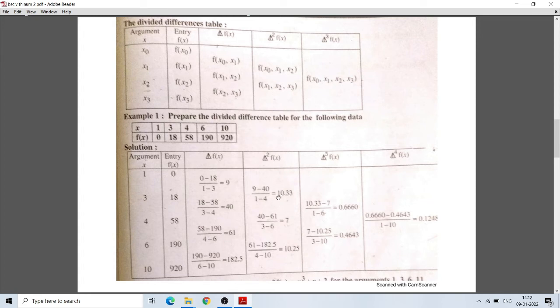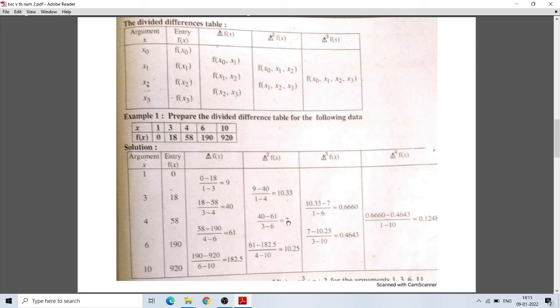Minus minus get cancelled. After we simplify, 10.33. Here 40 minus 61 divided by, 4 is common, 3 minus 6. This is second order, it is very important. Then after simplification we get 7. Then 61 minus 182.5 divided by 4 minus 10, we get 10.25. Then next we go to the third order.